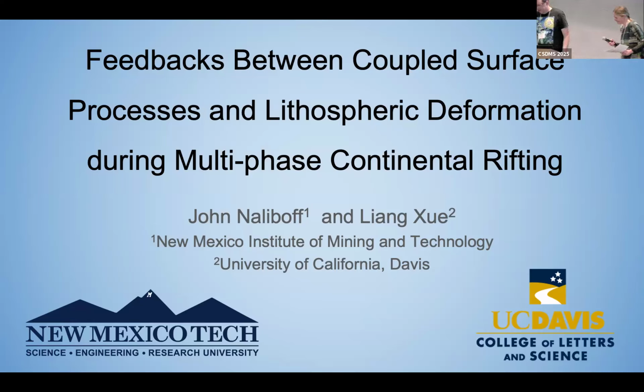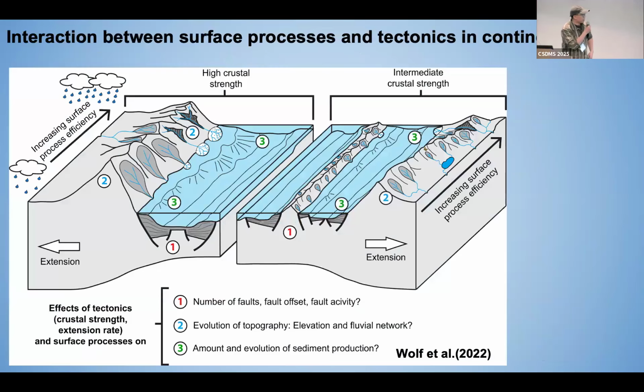This is a co-presentation by Zhang and me. I will cover the background and the first case study, and Zhang will continue with the second case study and the conclusion. Our title here is the feedbacks between coupled surface processes and lithospheric deformation during multi-phase continental rifting. Continental rifting is a place where multiple strong signals of tectonics and climate overlap.